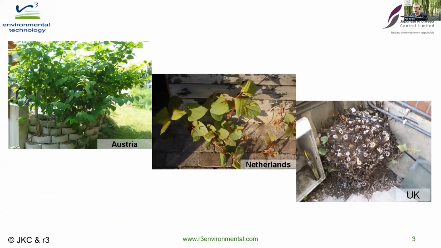And here are some pictures. So these are the first two actually from friends of mine. So there's Japanese knotweed in Austria. The one in the middle is the Netherlands. And the one at the bottom there is an example from the UK, where you can see the knotweed growing into somebody's gas supply meter.